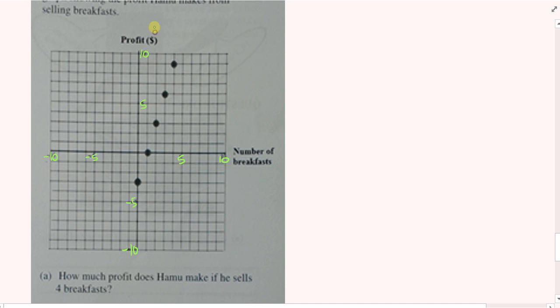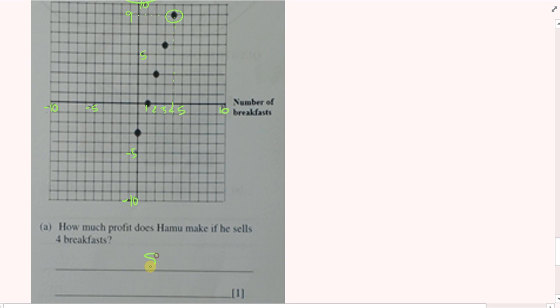So knowing that the vertical axis is profit, on the horizontal axis we go to 4 breakfasts. So that's 1, 2, 3, 4. So this point here is 4 breakfasts, and what we do is we just go up until we hit the dot, which is there. So that profit would be 9. Okay, so the profit that Hamu makes if he sells 4 breakfasts is $9. So just read it straight off the graph.